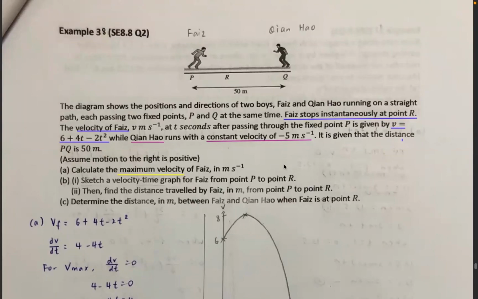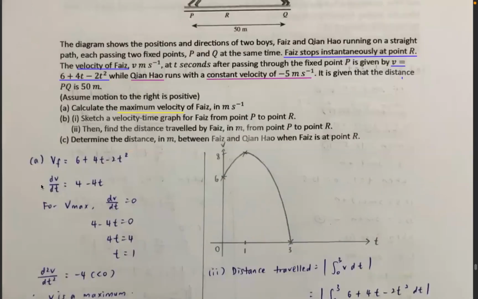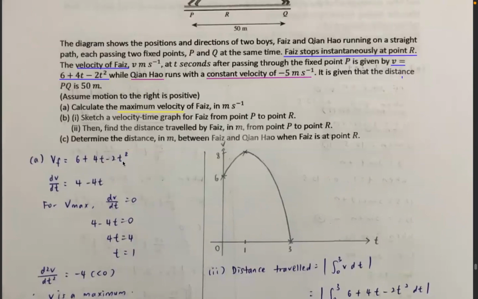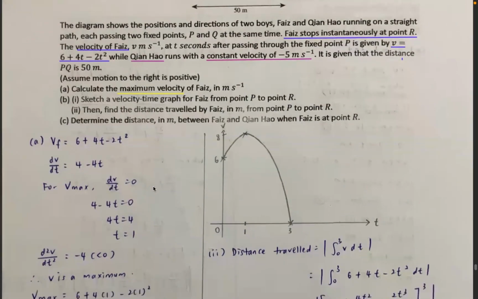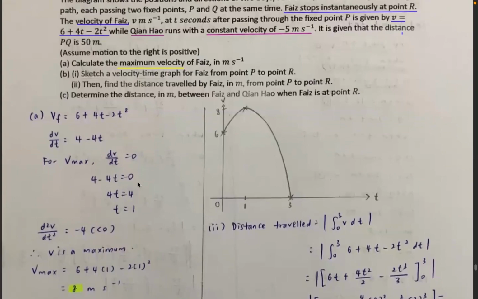A, calculate the maximum velocity of Far East. So let's check. The velocity function of Far East given is v equals 6 plus 4t minus 2t squared. For maximum velocity, we have to do dv/dt and let it be 0. So based on this velocity function, let's do dv/dt first. So after differentiation, we have 4 minus 4t. And then let dv/dt equals 0. We have 4 minus 4t equals 0. So we have t equals 1.